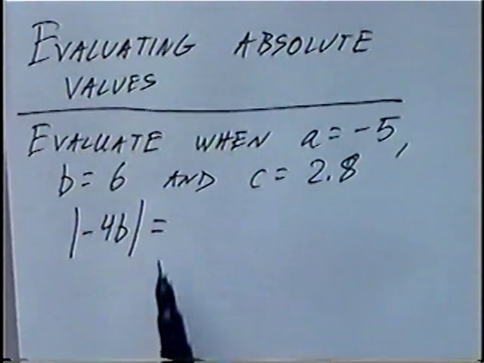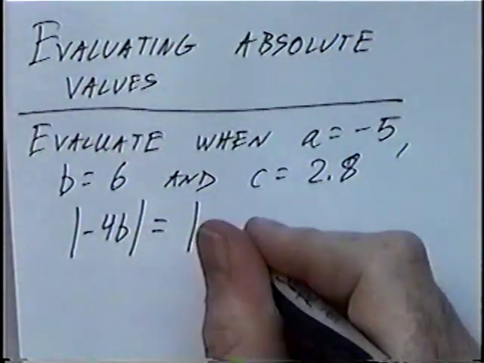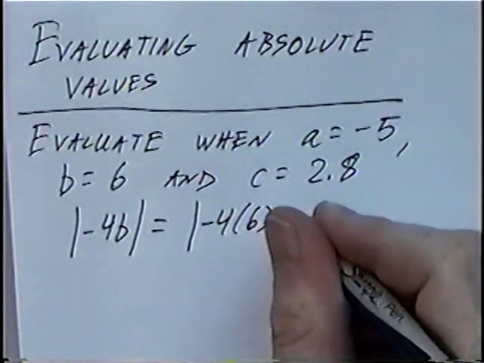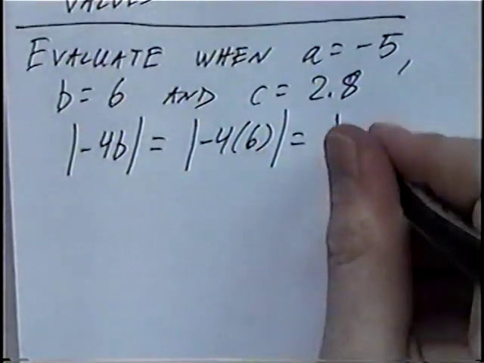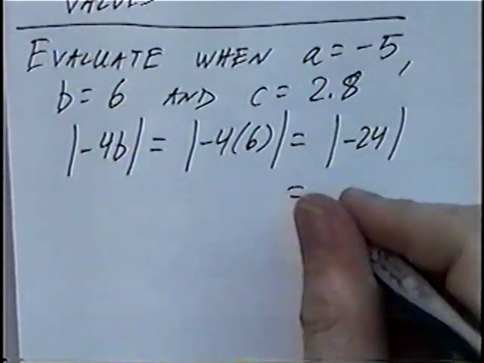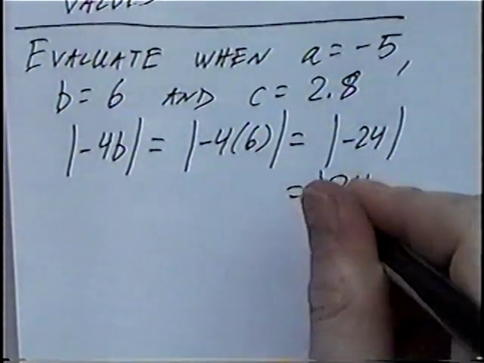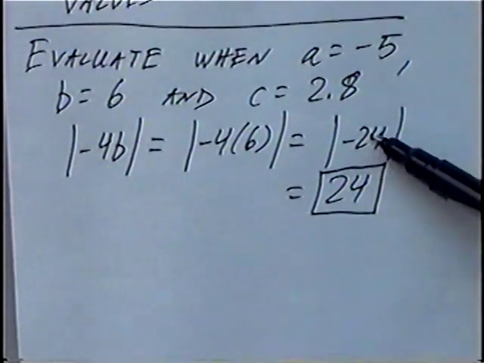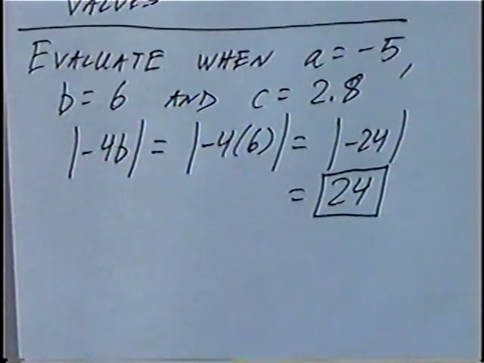Solving this, we can take the value for b, which is 6, plug it into the absolute value, and solve. -4b would be -4 times 6 inside the absolute values. -4 times 6 is -24. And the absolute value of -24 would be +24. The definition of an absolute value is the distance from 0, or in other words, the positive number without the negative sign.